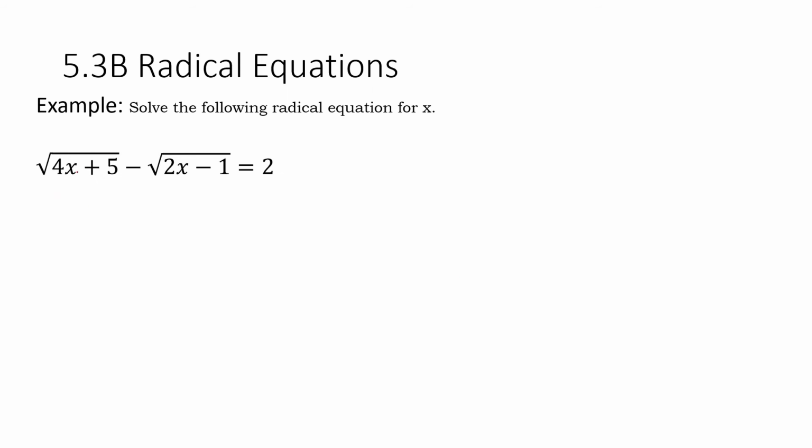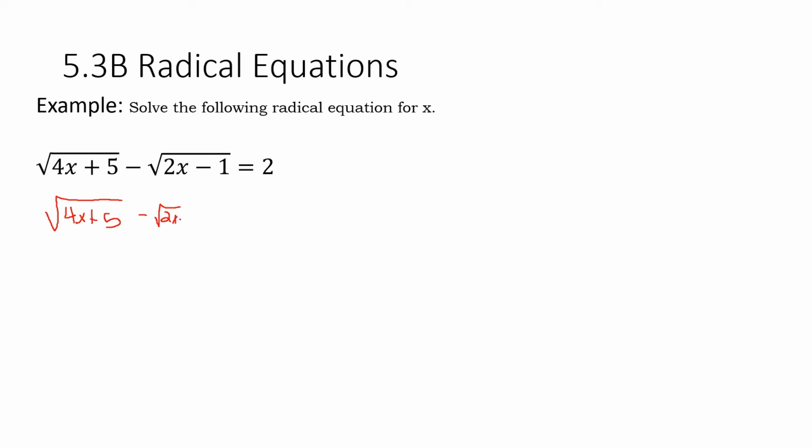All right. So like I said in the last one, if we have two radicals, the goal would be to get one of these two to be by itself. And if we have this negative, the one that I'm going to choose to move so that it's on the other side of the equation is probably the negative, because then I can add that to both sides. So if I had root 4x plus 5, I'm going to add root 2x minus 1 to both sides.